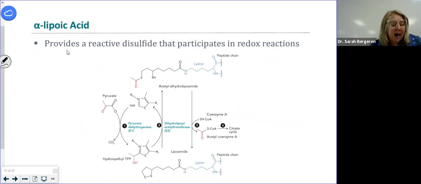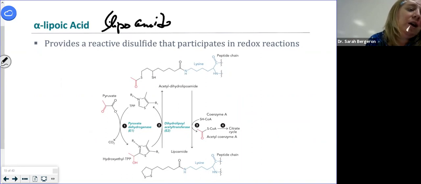Okay, last one's alpha lipoic acid. This is the same thing we said, lipoamide, right? So this actually provides a reactive disulfide. So remember when we talked about disulfides, reducing and oxidizing disulfides inside of proteins and things like that? It's also really important in our preparation to go from pyruvate to acetyl-CoA.